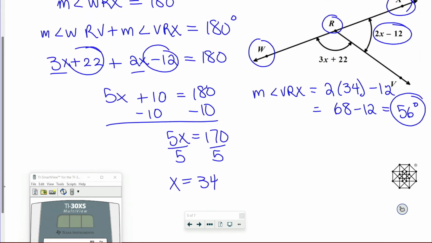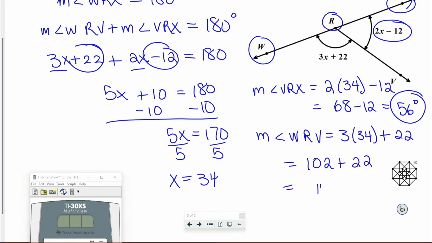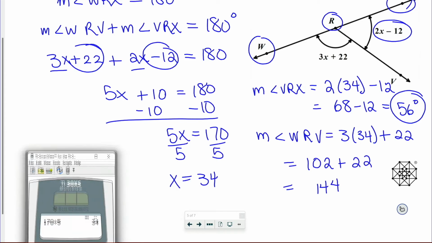And now, let me do the other one. The measure of angle WRV is going to be 3 times 34 plus 22. That's going to be 102 plus 22. Is that right? Yep. And that's going to be 144. That's not right. Something's wrong.